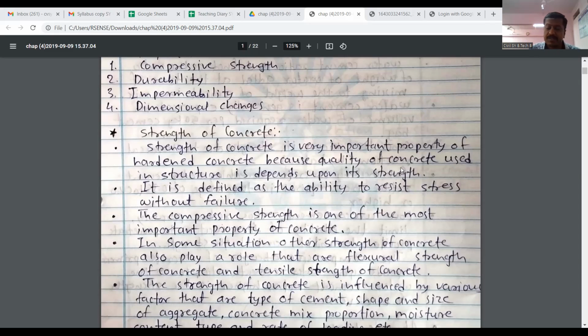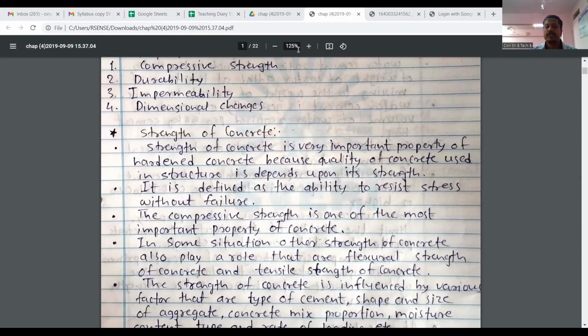So what is the strength? Strength is nothing but the ability of the given concrete to resist the stress without failure. Without failure or before failure, whatever the stress which has been resisted by that particular concrete body, that stress or that ability of resisting the stress, you call it the strength of that particular concrete.